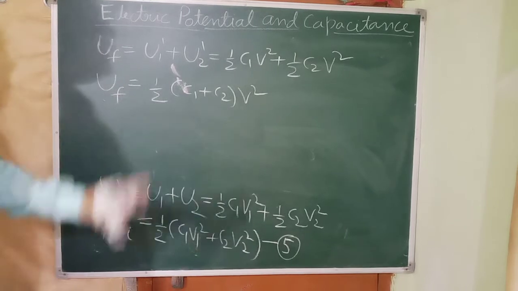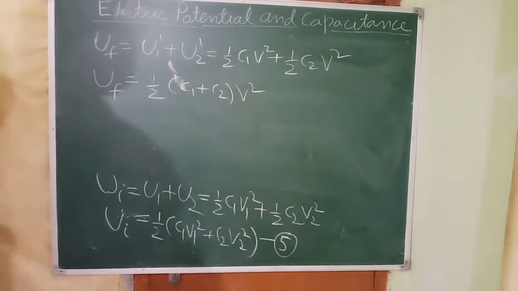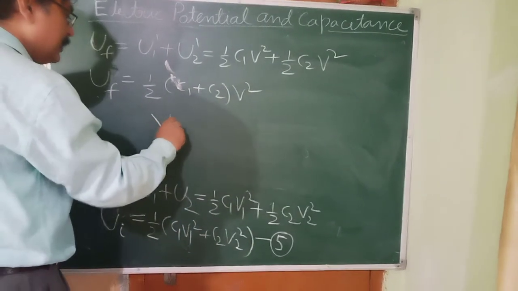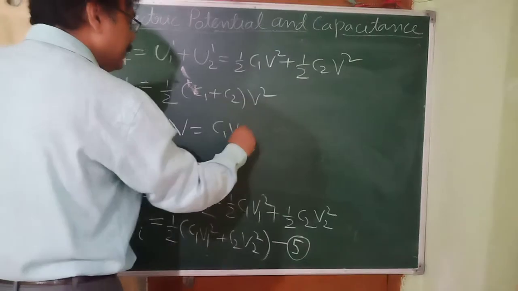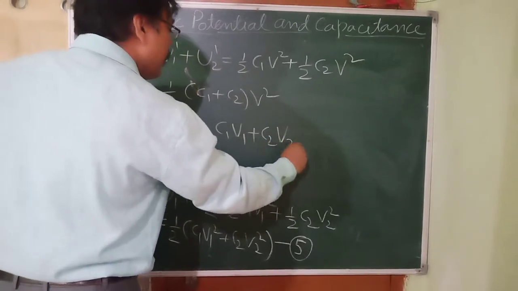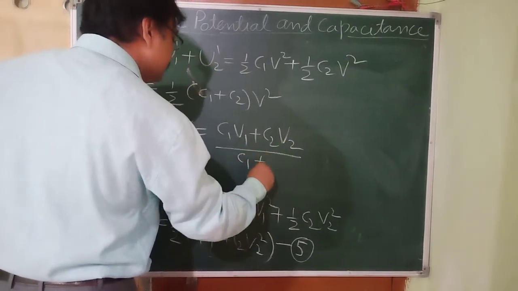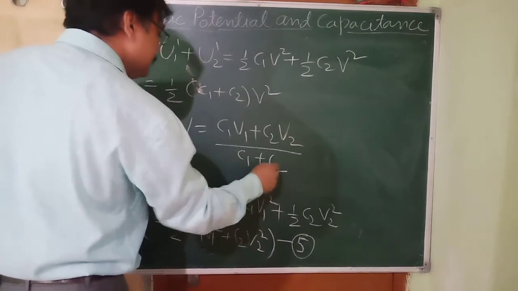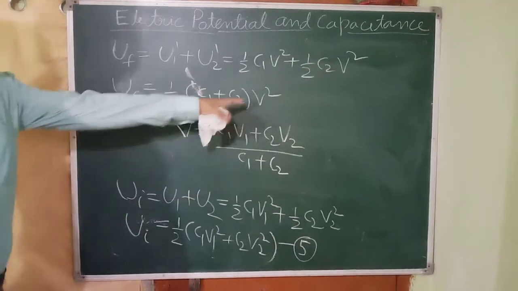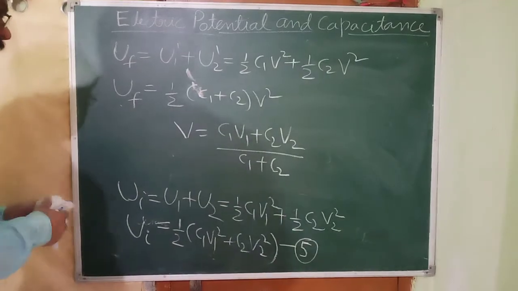But what is this V? It is a common potential, and we know that common potential is C1 V1 plus C2 V2 by C1 plus C2, that we have done in the last class. So we have to use this value over here.